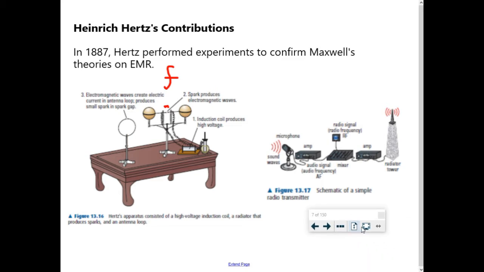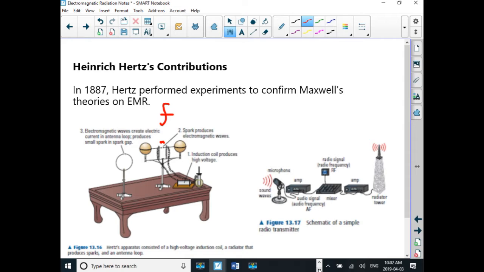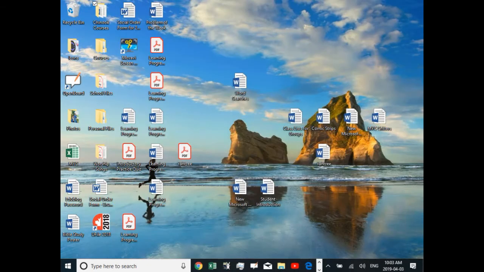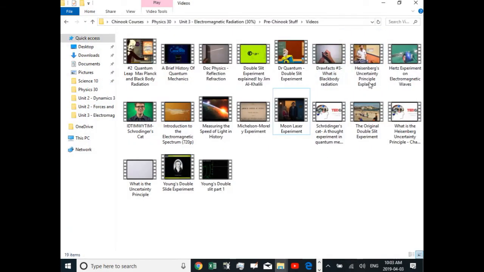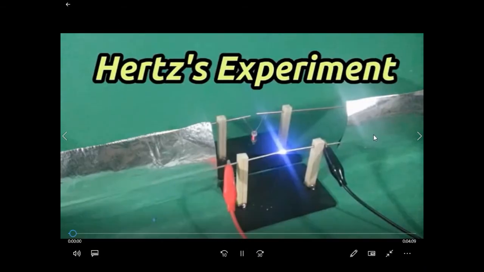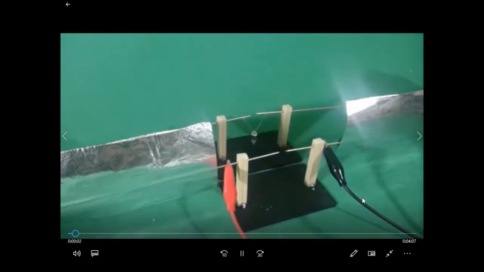Bear with me, because I think I'm going to lose you if I don't show you this clip next. Oh, where did I leave it? Oh, there it was. Okay, here's a short video clip on Heinrich Hertz's experiment.